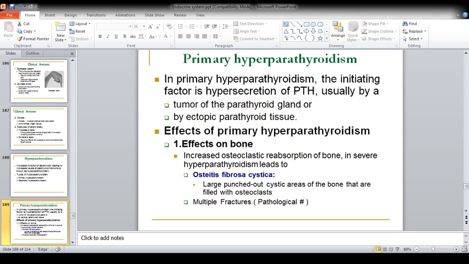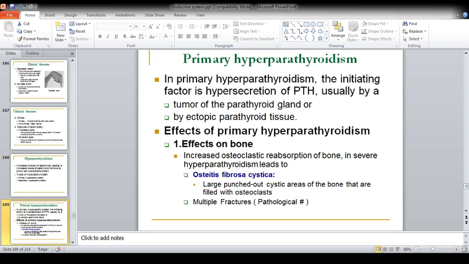What would be the effects of primary hyperparathyroidism? First of all there would be increased parathyroid hormone. This increased parathyroid hormone would cause increased osteoclastic resorption of the bone, increased breaking down of the bone, and in severe hyperparathyroidism it would cause a condition that is known as osteitis fibrosa cystica, in which there are large punched out cystic areas in the bone which are filled with the osteoclasts which are breaking down the bone constantly. There would be multiple pathological fractures.